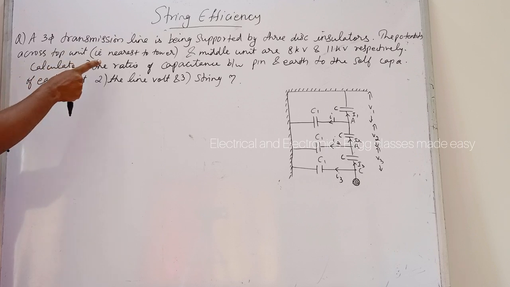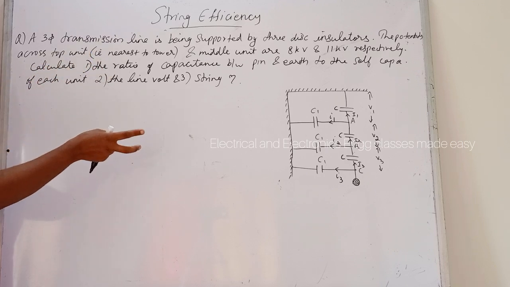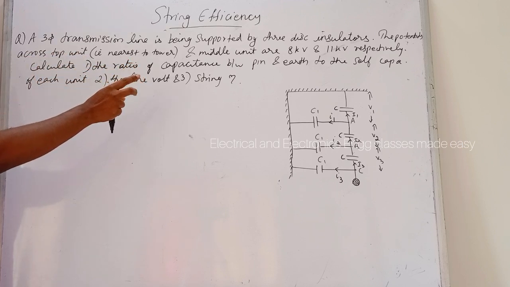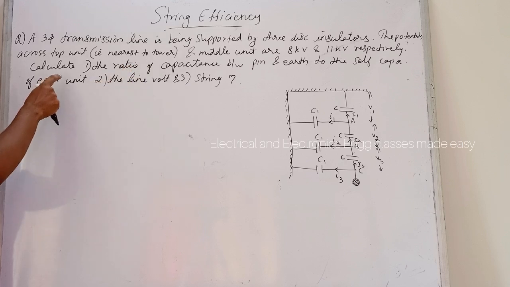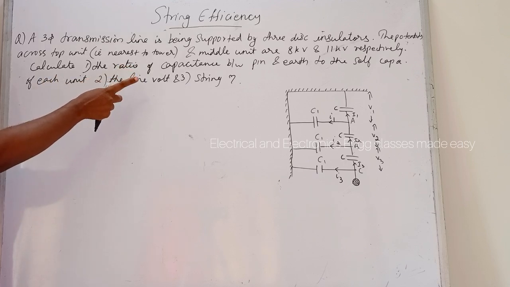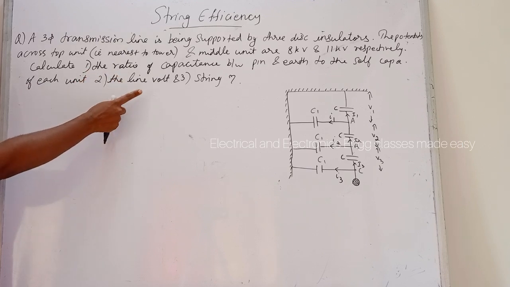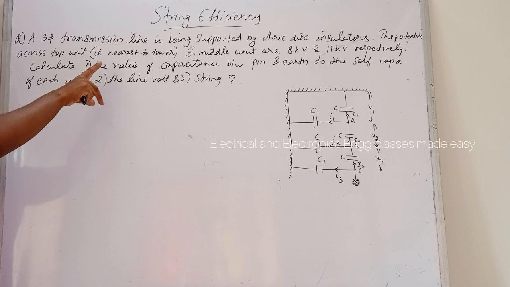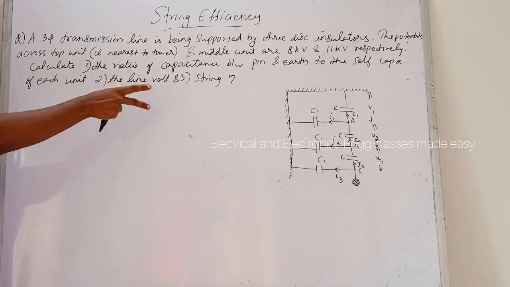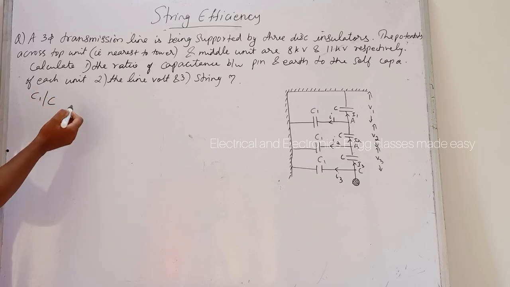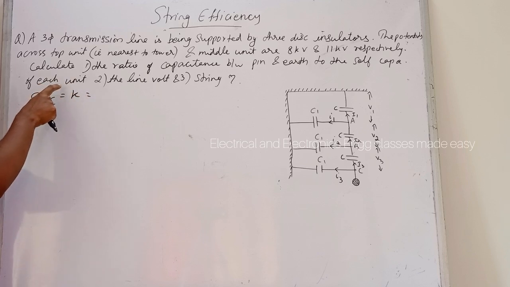A three-phase transmission line is being supported by three disc insulators. The potentials across the top unit, that is nearest to the tower, and middle unit are 8 kV and 11 kV respectively. Calculate the ratio of capacitance between the pin and earth to the self capacitance of each unit, then the line voltage and string efficiency. So in the question, we have to find the ratio of capacitance between pin and earth to the self capacitance, that is C1 to C, that is K we have to find. Then next is line voltage and string efficiency.